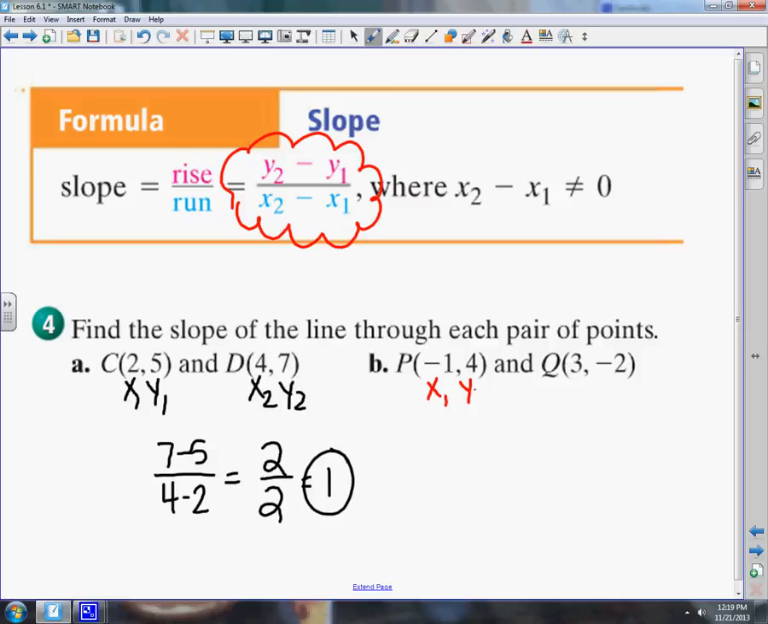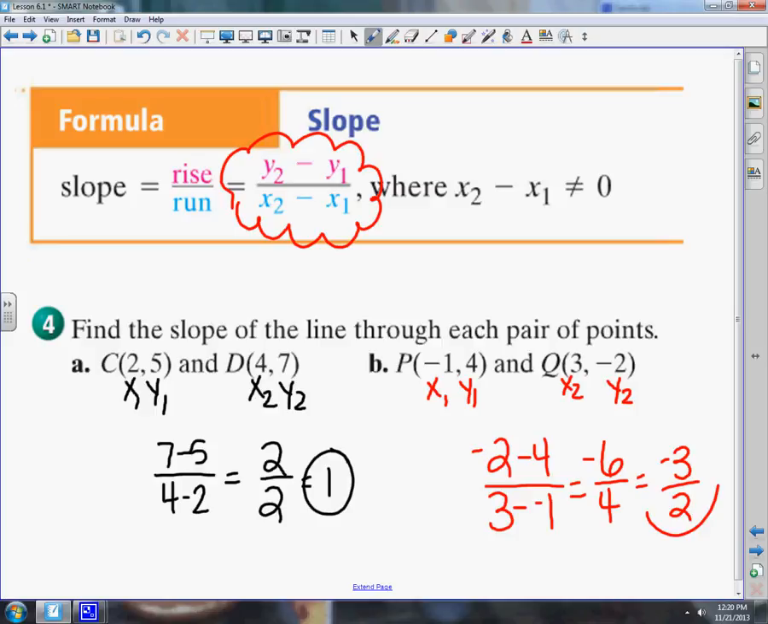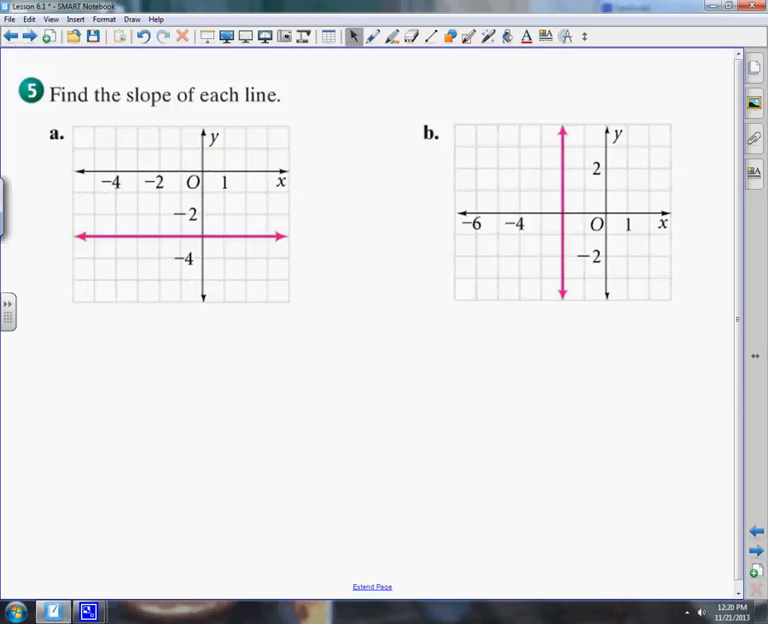Here I have x1, y1, x2, y2. So this would be -2 minus 4 over 3 minus -1. So this is -6, and this is 3 plus 1 over 4. So that would be -3 over 2, or -1.5. All right, so find the slope of each of these two lines.